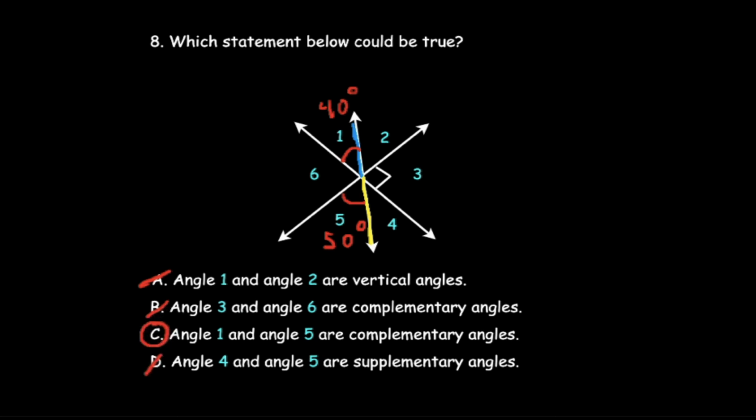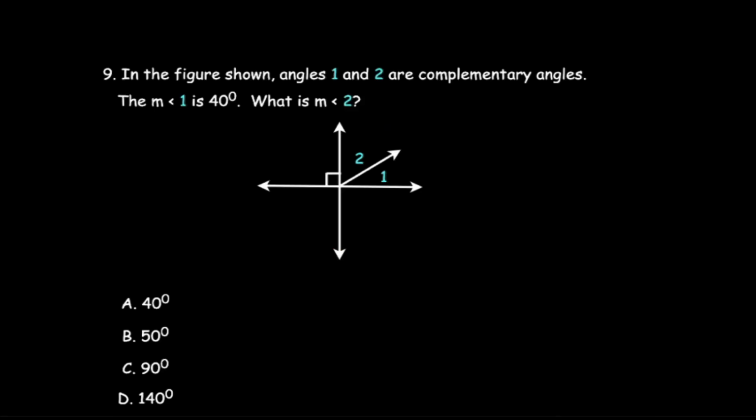Okay, let's move on to question number 9. Number 9. In the figure shown, angles 1 and 2 are complementary angles. The measure of angle 1 is 40 degrees. What is the measure of angle 2? Okay, so they're actually telling us that angles 1 and 2 are complementary angles, meaning that they will add up to 90 degrees, right? So we're also told that the measure of angle 1 is 40 degrees, so let's label that. And we're asked, what is the measure of angle 2?